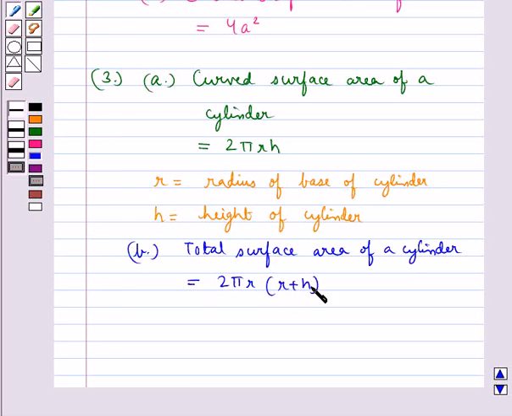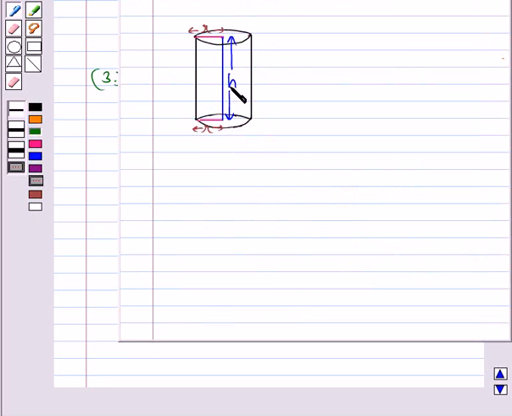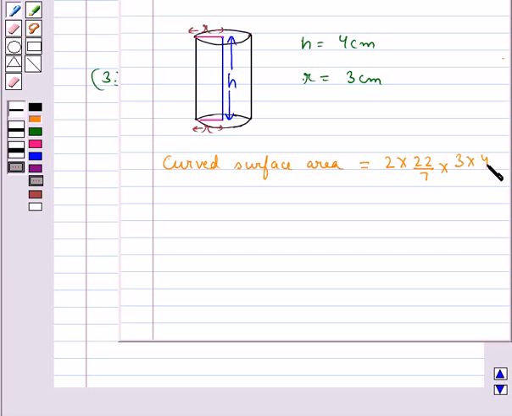into r plus h. Consider the cylinder where h, the height of the cylinder, is 4 centimeters, and the radius of the base of the cylinder, that is r, is 3 centimeters. So now, the curved surface area of this cylinder is given by 2 pi, that is 22 upon 7 r h. This is equal to 528 upon 7, which is equal to 75.43 centimeter square.